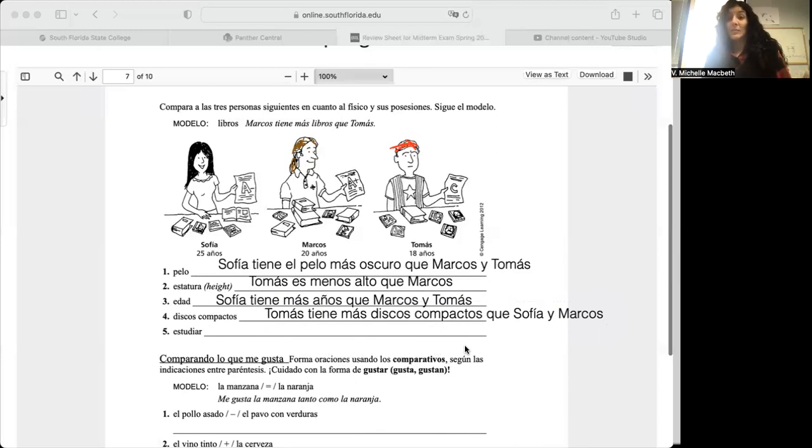Well, Marcos got the best grade, so we're going to assume that he studied the most. Or we could say Sofía and Tomás studied less than Marcos. Maybe we could say that, right? So that's another comparison. So we could say Sofía y Tomás estudian menos que Marcos. They study less than Marcos. Remember, when the point is to compare the verb, which is studying, then the más que or menos que becomes one, or like they pair together rather than having something in between.